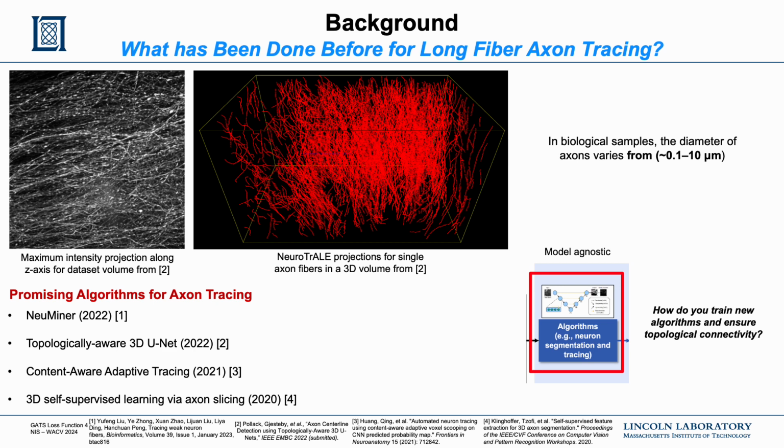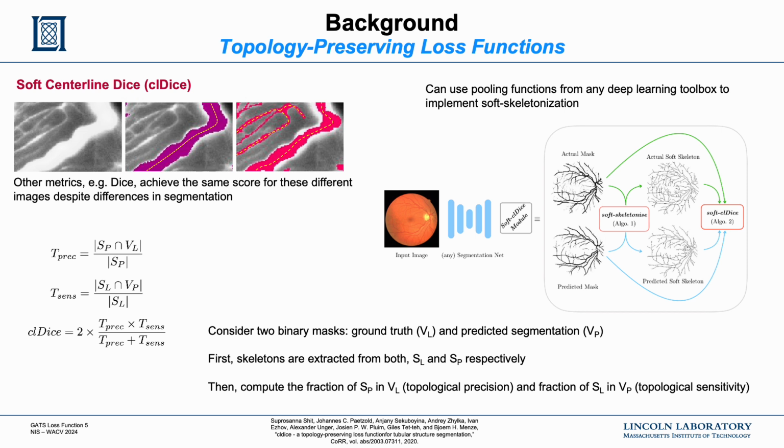There are many promising algorithms for axon tracing, but a challenge for a model-agnostic system is to train on new data if needed, and also to improve topological connectivity between long fibers. Topology-preserving loss functions are helpful for ensuring the connectivity of curvilinear segmented objects. I'll describe two such losses here.